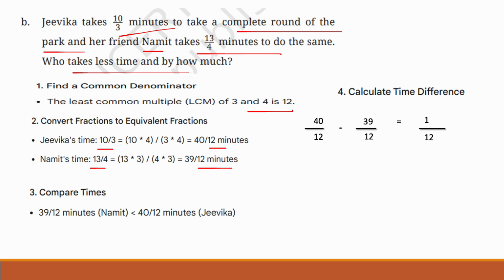So, calculate the time difference. 40 by 12 minus 39 by 12. That is 1 by 12. So, what's the conclusion? Namit takes 1 by 12 minute less than Jivika.